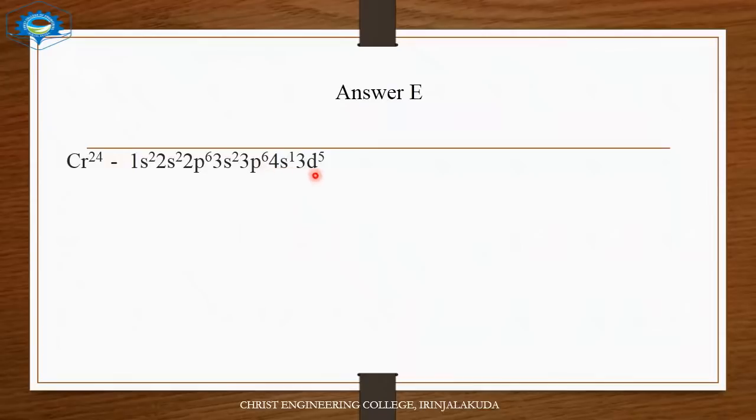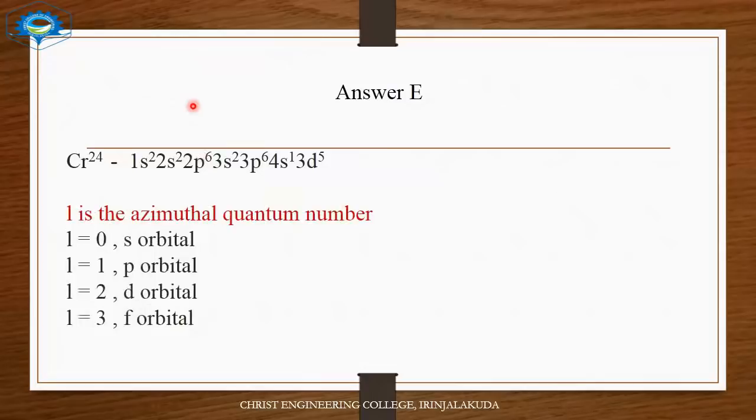In the case of chromium, 4s1 and 3d5 are half filled. So in order to attain stability, in order to maintain the unpaired electrons the same in both the s orbital and d orbital, it is filled as 4s1 3d5, not as 4s2 3d4. So this is the electronic configuration of chromium. Remember, chromium is an exceptional case. It is not filled like 4s2 3d4, but after 3p6, 4s1, 3d5.